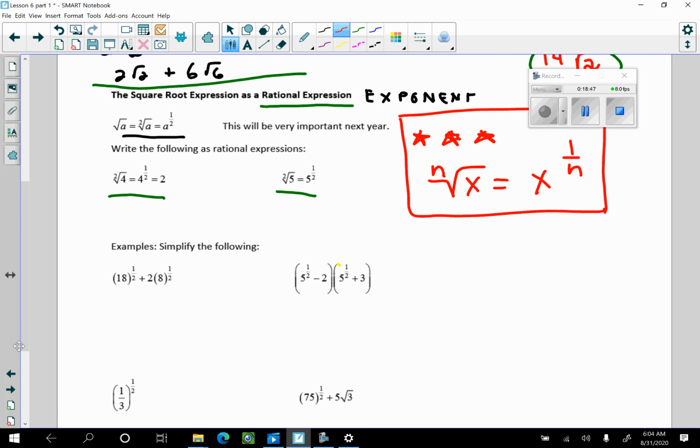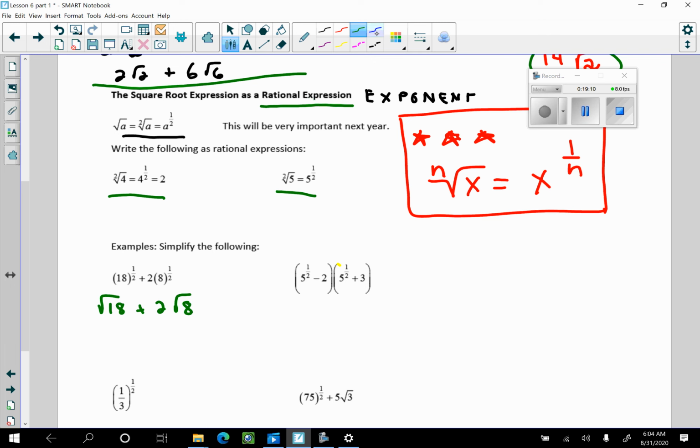So I have 18 to the 1/2 plus 8 to the 1/2, and I'm going to simplify that. Well, the first thing I'm going to do is write the 1/2 as a square root. So this is going to be the square root of 18 plus the square root of 8. And guess what, we did something similar to that.